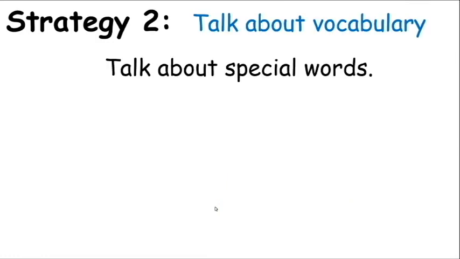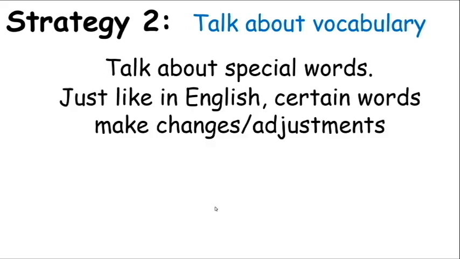When we're talking about vocabulary, it is important for us to recognize that we use specific words in math that are used differently than you might use them in the English language. I call these our special words. Just like in English, these words can make changes or adjustments to how we're talking. For example, the word than is a very, very powerful word in math. It changes the order of things, particularly dealing with order of operations or what order we list our numbers.